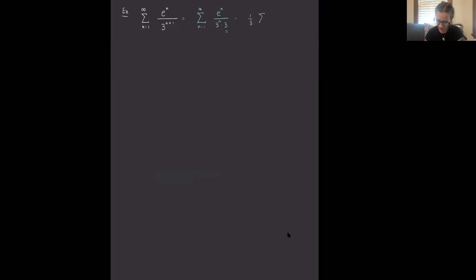And pull out a 1/3. And now I have the sum from n equals 1 to infinity of e to the n over 3 to the n, which can be written as 1/3 times the sum from n equals 1 to infinity of (e over 3) to the n. Hopefully now it's a little easier to see that this is going to be our common ratio r.